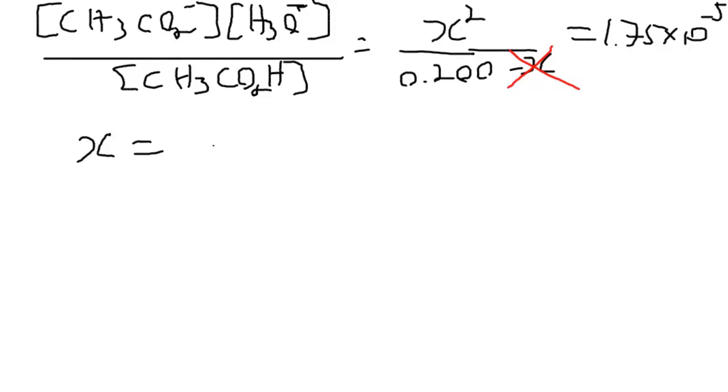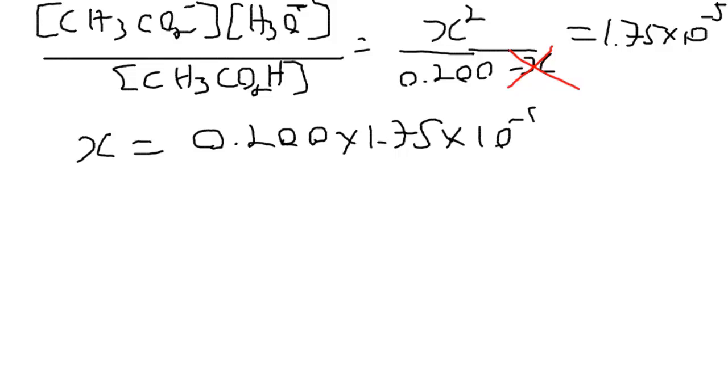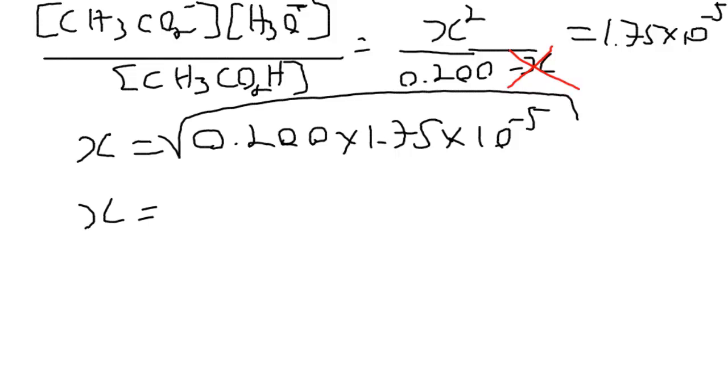X is going to equal the square root of 0.2 times 1.75 times 10 to the minus 5. And that gives us a value of 3.5 times 10 to the minus 3 molar. Now that is the concentration of the acetate and also the H3O+.